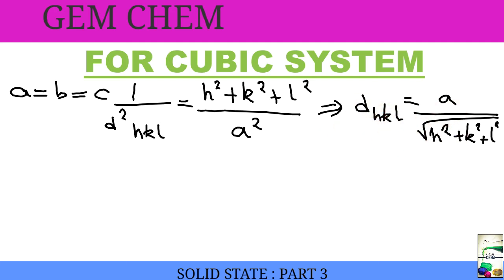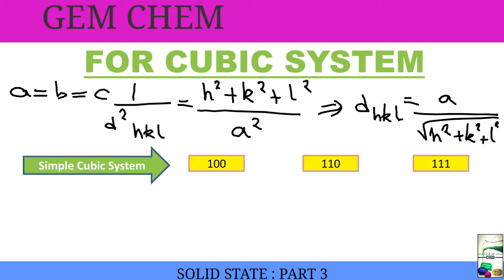Now we know that the cubic systems are basically of three types, that is simple cubic, face centered and body centered. First we will deal with simple. We have already seen and obtained the Miller indices of the different planes in the previous video. Please watch the previous video to understand this clearly. So the 1 0 0, 1 1 0 and 1 1 1 planes we have obtained.